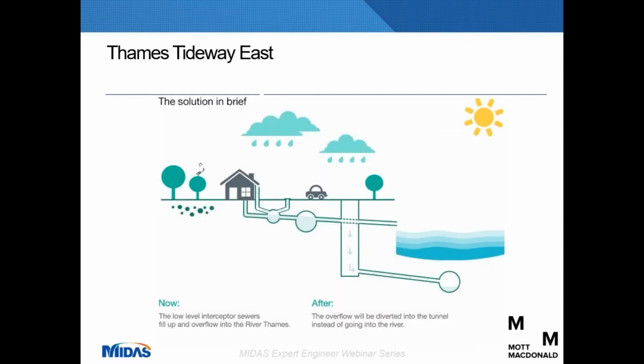So the solution is to install a 32-kilometre long, large diameter tunnel below the river with interception points along the route, so that during periods where the capacity of the existing network is exceeded, any overflow is diverted away from the River Thames and taken for treatment.